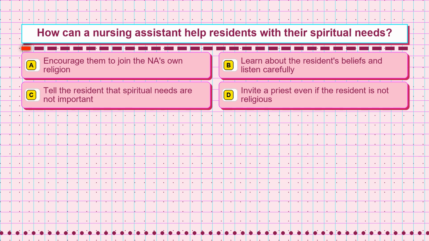Question 10. How can a nursing assistant help residents with their spiritual needs? Option A. Encourage them to join the NA's own religion. Option B. Learn about the resident's beliefs and listen carefully. Option C. Tell the resident that spiritual needs are not important. Option D. Invite a priest even if the resident is not religious.